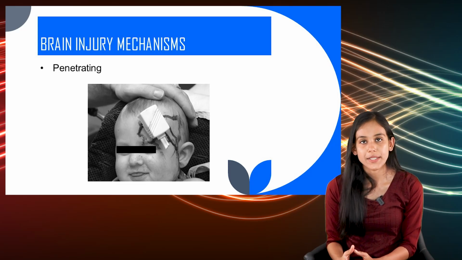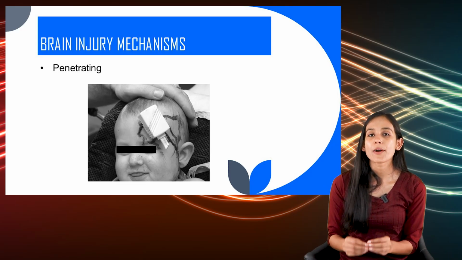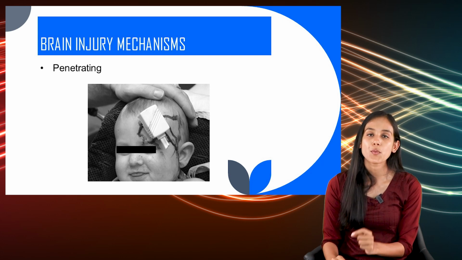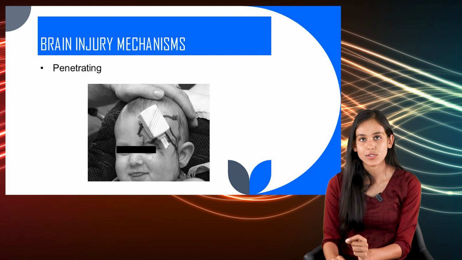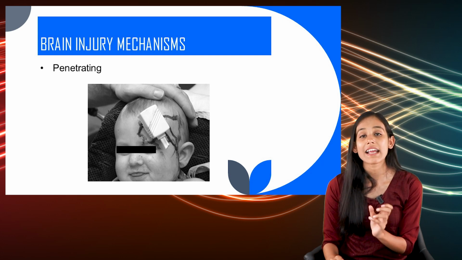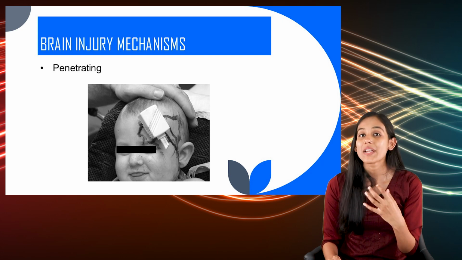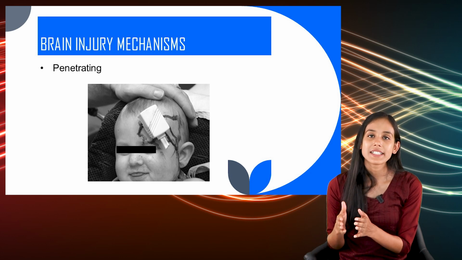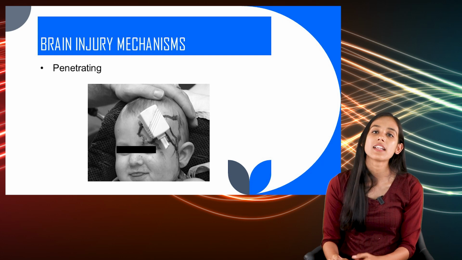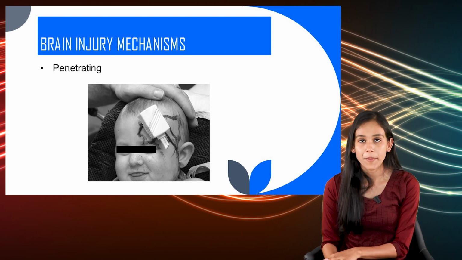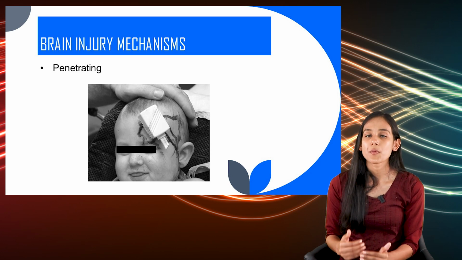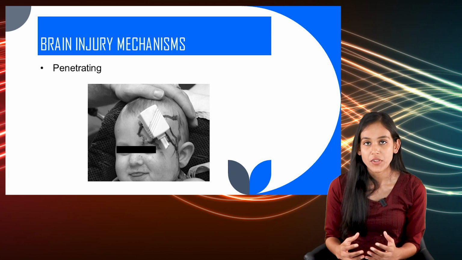Next is penetrating. So what is penetrating? Now here, if there is any sharp object and that hits the head, what will happen? That will pierce the skin, right? So it will pierce the scalp, and then through that it will hit the skull, and also it might enter the brain, right? So it will create an open wound. So that is what is called penetrating trauma.